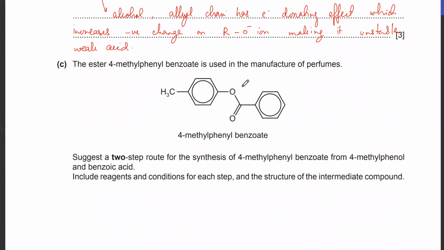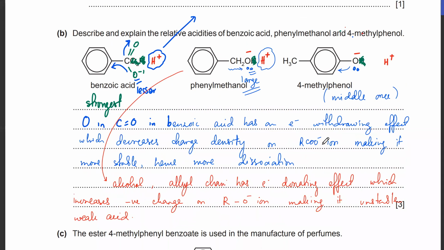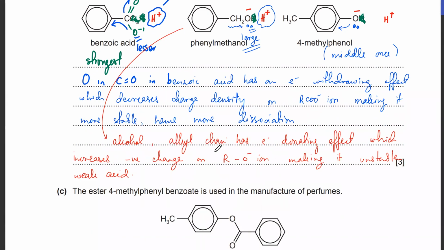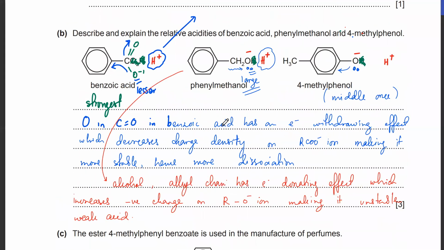So next one, you've got an ester over here, and he says suggest a two-step route for the synthesis. So is the previous one clear, everyone? All clear? Yes. Okay. And remember, it's always a comparison. It's always going to be a comparison when they talk about acids.